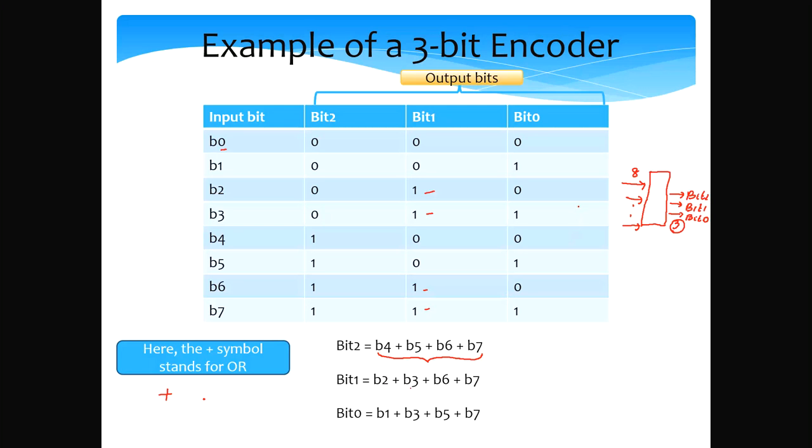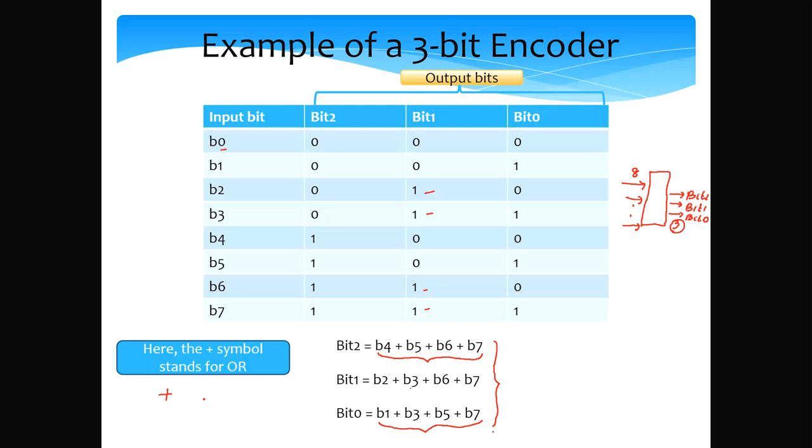Similarly, for bit 0, which denotes the unit, the least significant position of the binary number. Bit 0 is true if either B1 is true or B3 is true or B5 or B7. So this is the Boolean equation of bit 0. All that we need to do is implement the Boolean equations that we have over here with logic gates and we are all done.